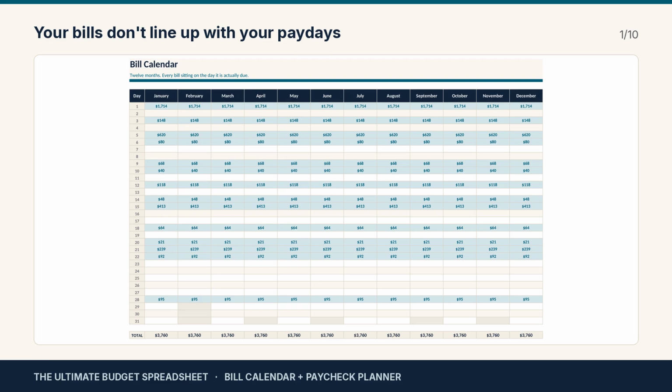Rent comes out on the 1st. My paycheck lands on the 8th. Between those two dates, there is a week where the money simply is not there, and no monthly budget I have ever used said one word about it.